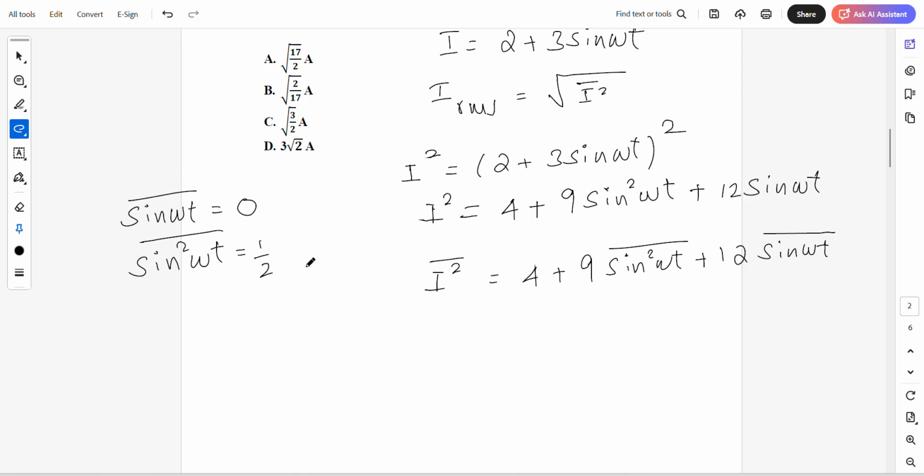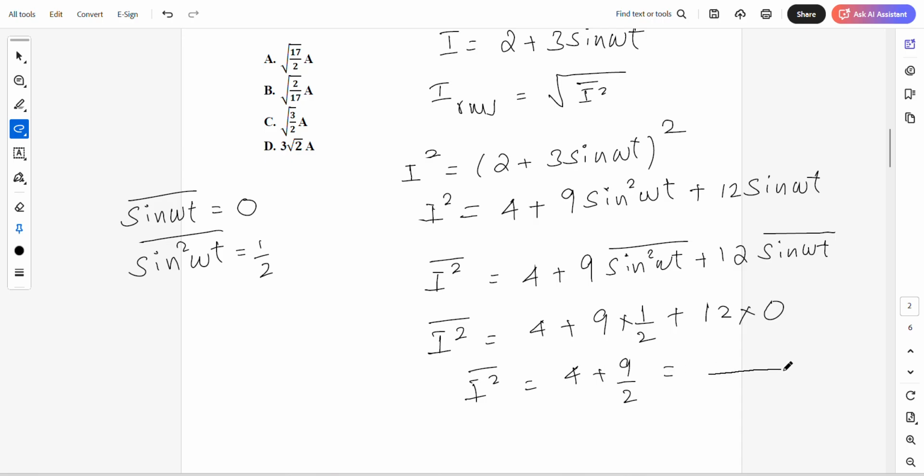Now let us substitute these values here. I square average is equal to 4 plus 9 into 1 by 2 plus 12 into 0. That is 4 plus 9 by 2. Taking the LCM, 8 plus 9, that is 17 by 2.